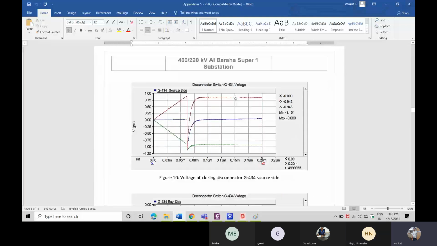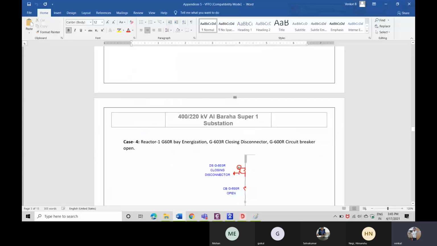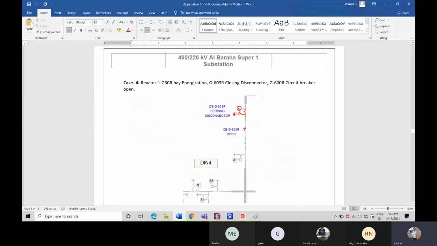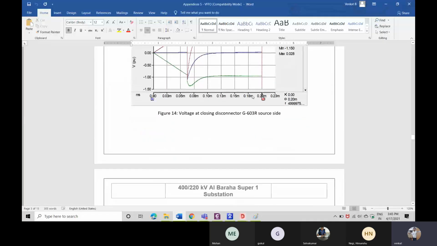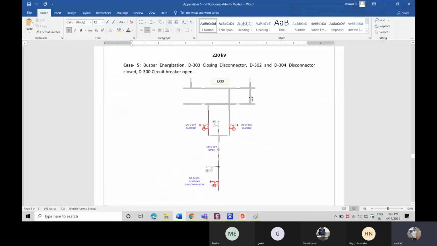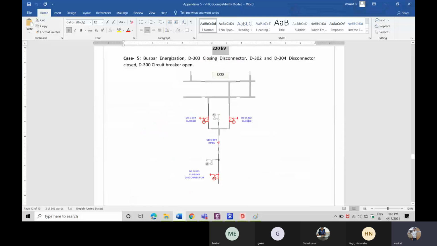This is how I have performed the cases. I have performed them for the transformer bay, and I have performed the cases for the reactor bay. Other than that, I have also done cases for the 220 kV side GIS. The same condition I have created: here you can see I have created 1 per unit and then minus 1 per unit, the same scenario which I have explained now.